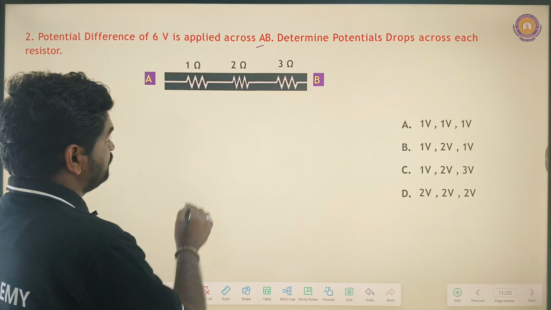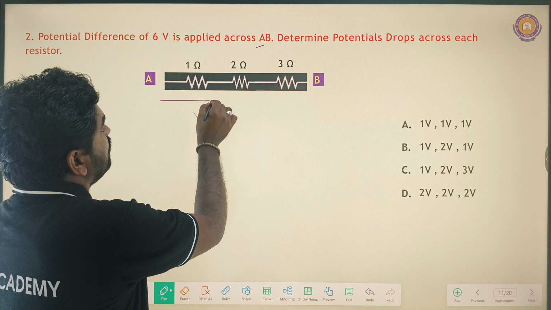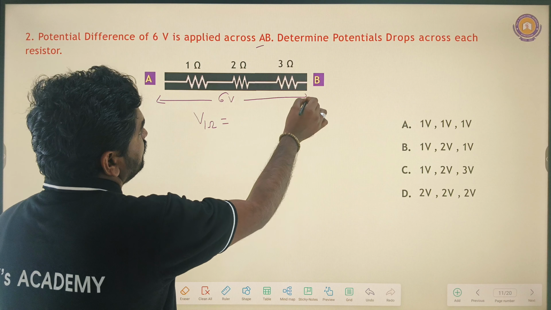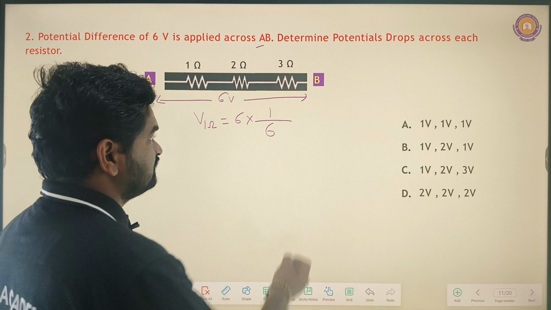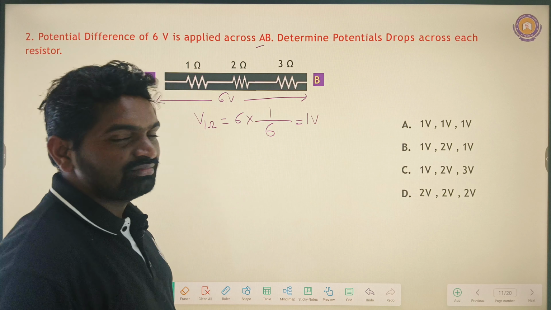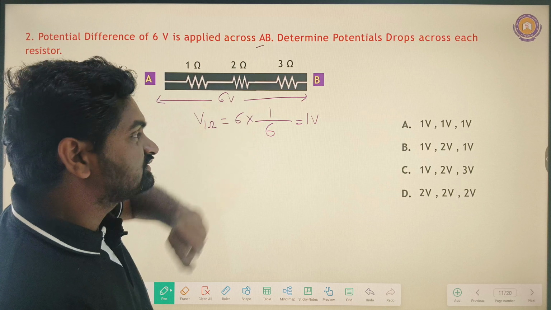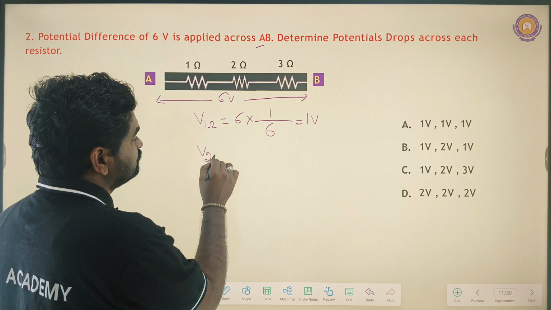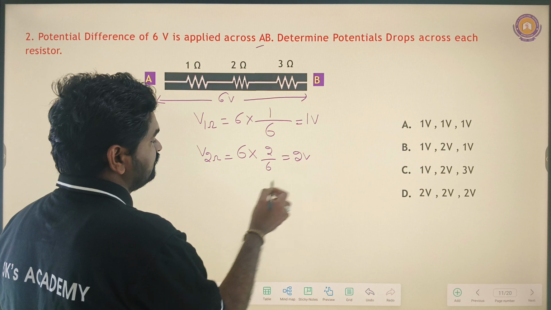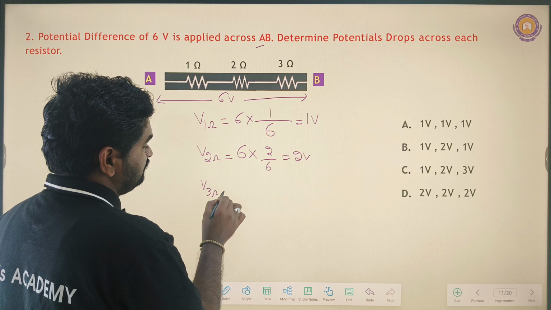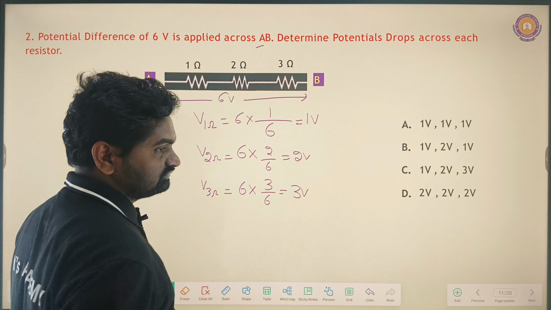Same, first, voltage at the 1 ohm resistance. So how much is the total voltage? 6 volts. Okay, so 6 into 1/6, how much? 1 volt. Simply remember, ma, if resistance is increasing, automatically voltage is increasing. Same, voltage at 2 ohms, 6 into 2/6, how much? 2 volts. So voltage at 3 ohms, 6 into 3/6, 3 volts.